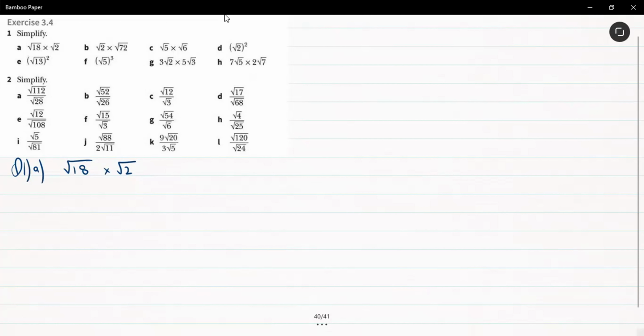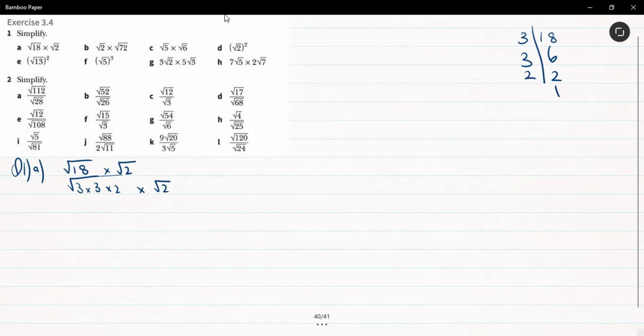For example, we have under root 18. I would just take out the factors of 18 first. Under root 2 is the simplest form possible, I can't get it any simpler. So under root 18 would be what? 18, 3 sixes are 18, 3 2s are 6, and 2 1s are 2. So I would get something like 3 multiplied by 3 multiplied by 2 multiplied by under root 2.